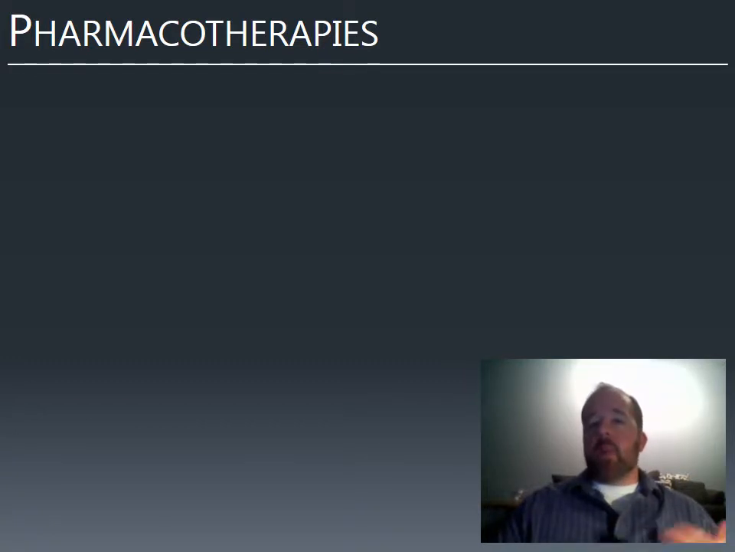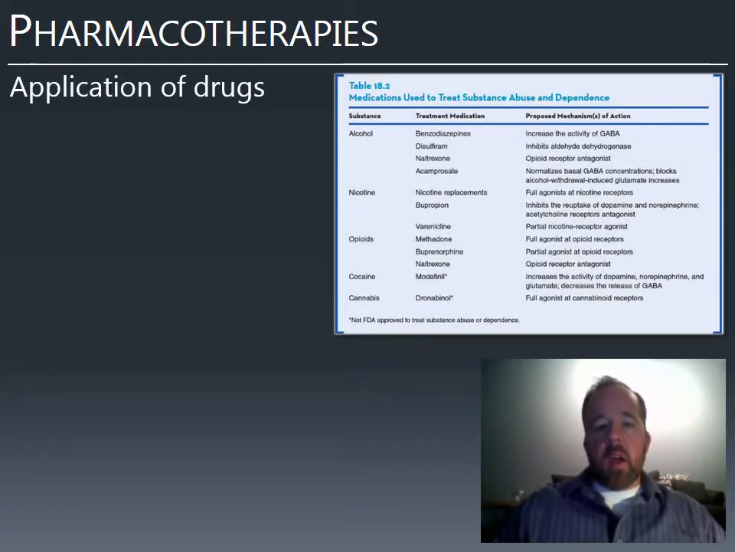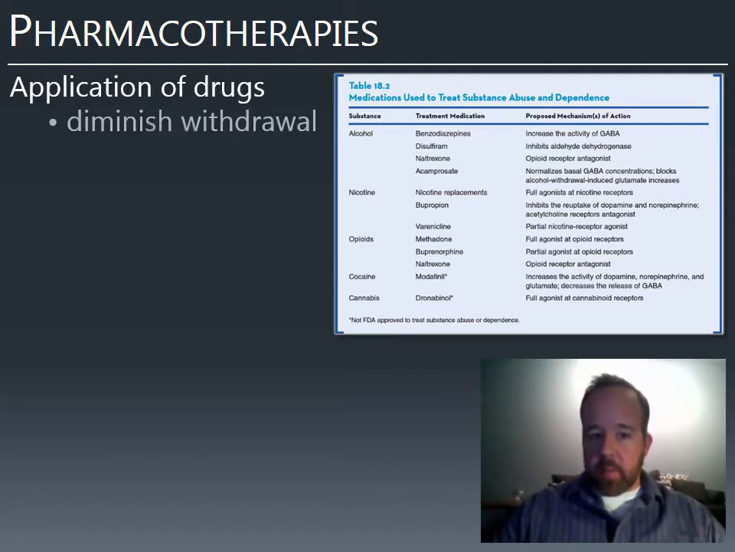Okay, so those are behavioral therapies, so there are no drugs other than the drug of abuse involved in those. But there are, of course, pharmacotherapies. And again, these aren't mutually exclusive. Both of these approaches can be used, but for our discussion, I'll separate them like this. You have pharmacotherapies in which a new drug is applied as a way of treating abuse of the previous drug. And this is done for two big reasons. The first is to diminish withdrawal symptoms.